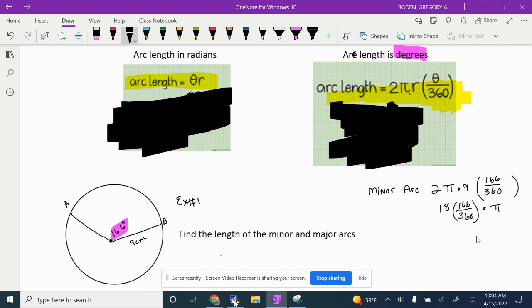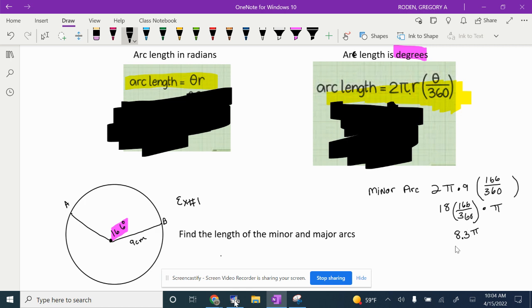Okay, so help me out. Let's crunch these a little bit. What is 18 times 166 over 360? So take 166, divide it by 360, and multiply it by 18. You're going to get a decimal. Someone tell me what you get. What did you get? So this is about 8.3 pi. You guys see that? Now, if we want to round to the nearest tenths place, what is 8.3 pi to the nearest tenths place, Xavier?